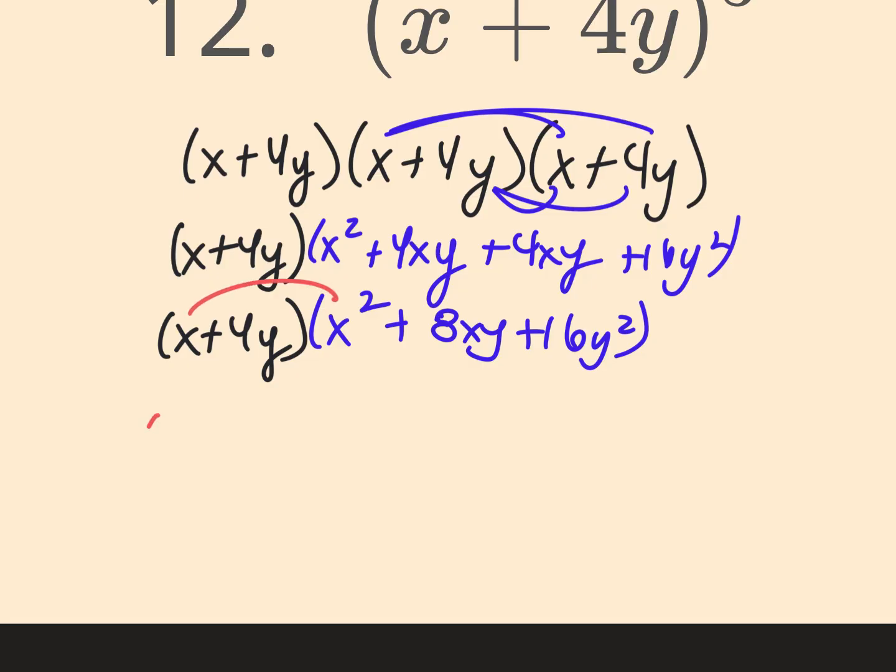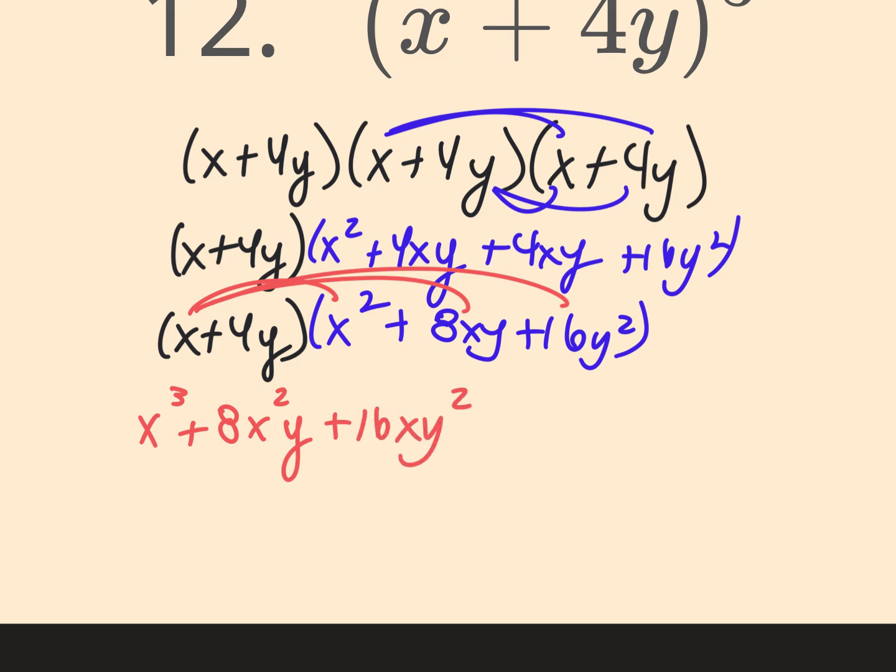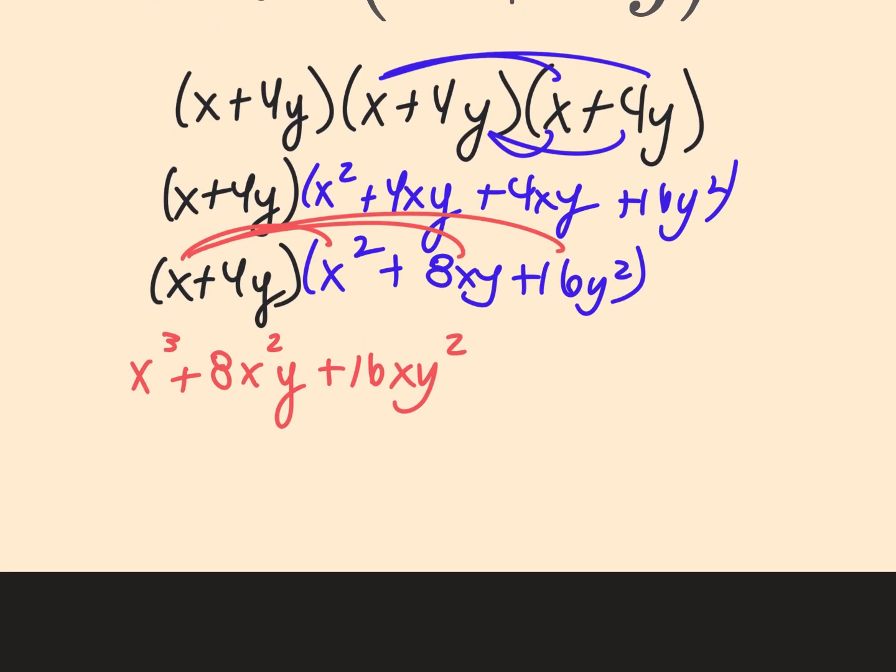X times x squared is x cubed. X times 8xy is just plus 8 x squared y. Good. X times 16y squared is just going to give me plus 16xy squared. Again, if you don't write it in that order, that's okay. I just personally like it to be in alphabetical order.